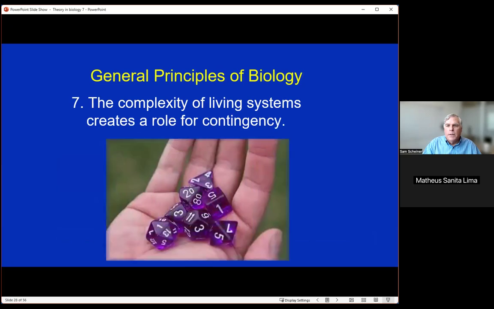Next, that complexity creates a role for contingency, right? For random processes to play a role. Living systems are never only deterministic. There's always some randomness somewhere in the system. And again, it can exist at a variety of different levels, and it comes from that complexity.